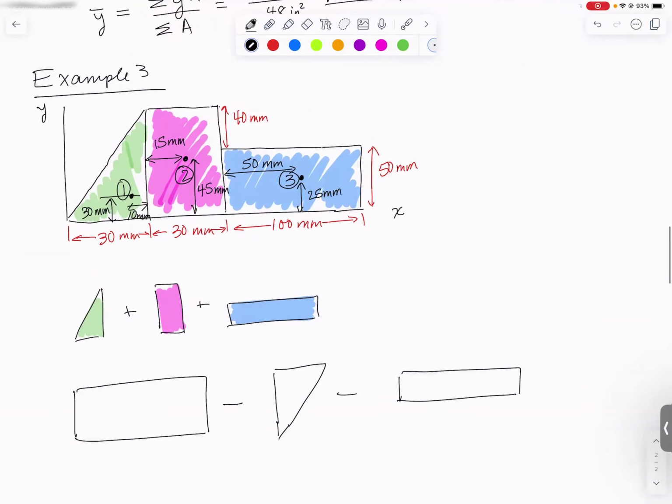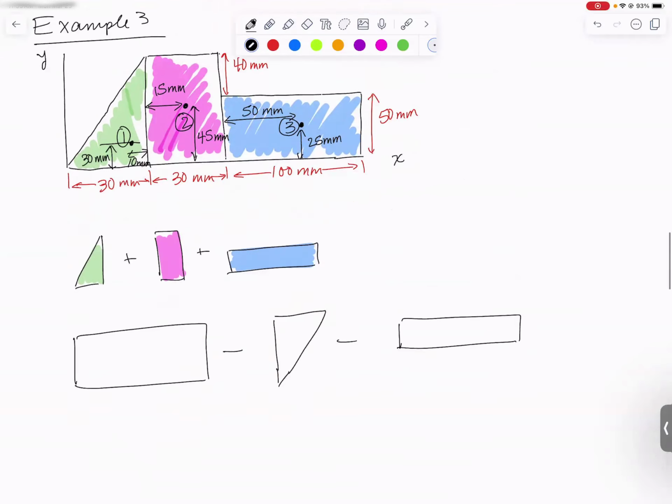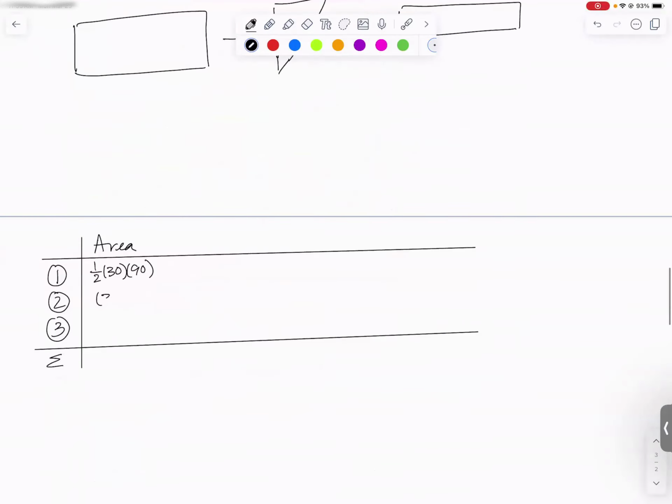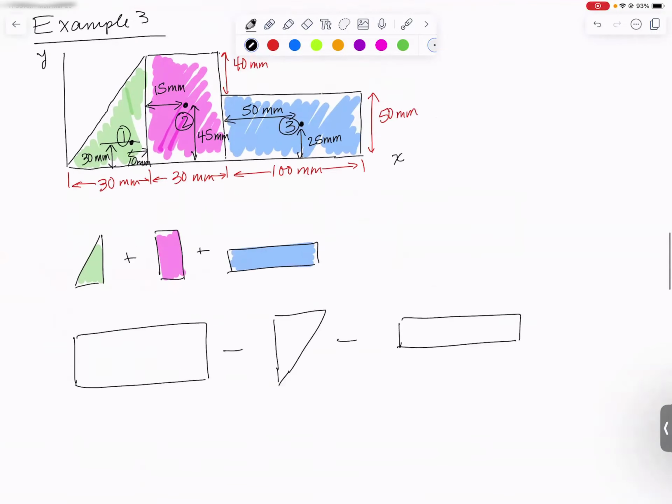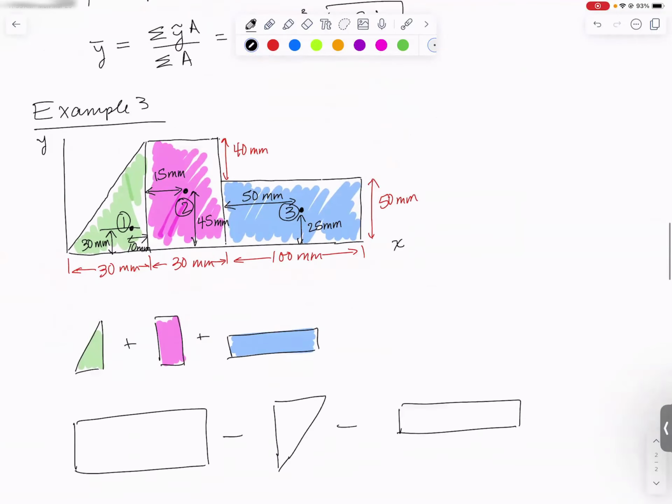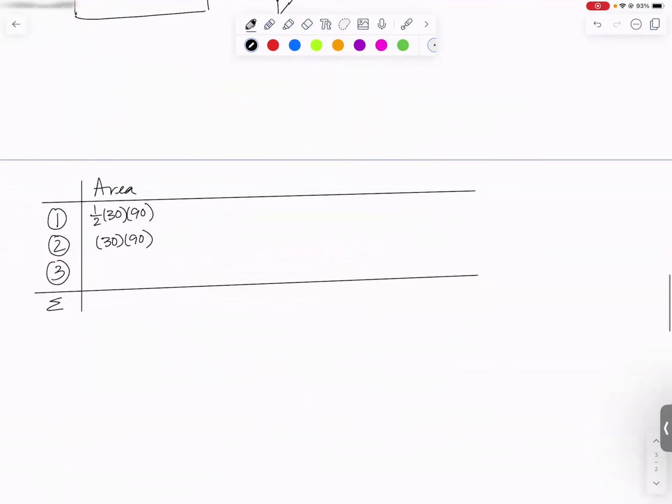Next is the pink rectangle. It appears to be 30 by 90. So this one's just 30 by 90. And then the last one is the blue rectangle, and it's 100 times 50. And if you multiply those all out and add them up, the total area comes out to be 9,050 millimeters squared.